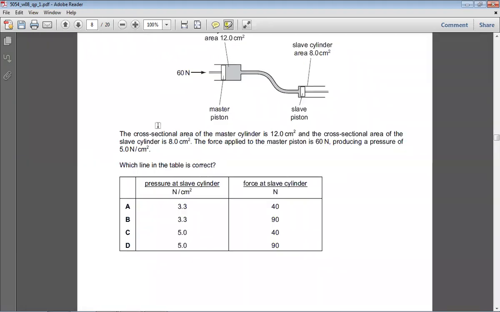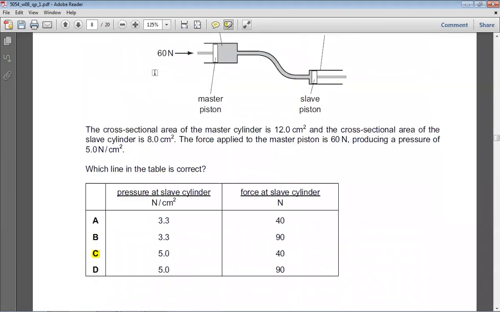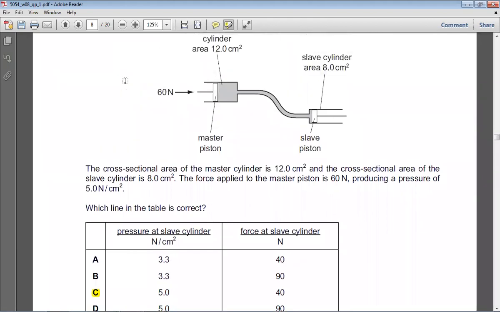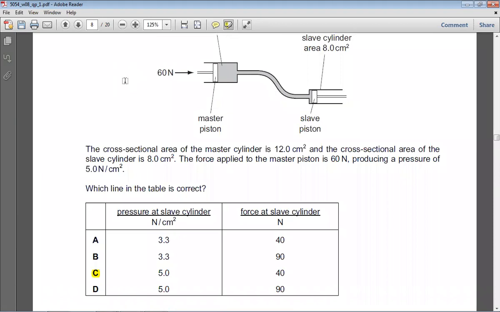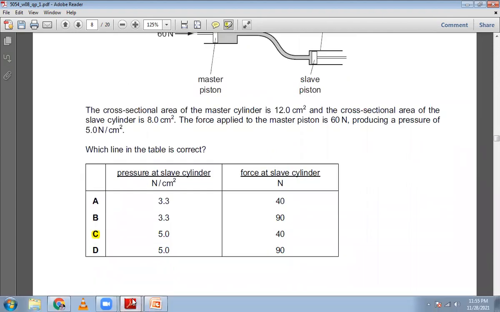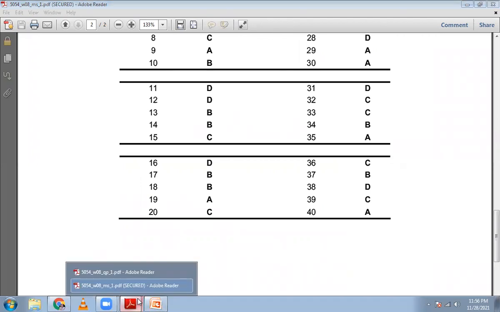Okay, so let me reduce the size so you can see the whole question. So the pressure in the slave cylinder will be 5 and the force will be 40. I think C is the right answer, sir. Hopefully you can see that. Question number 15, C is the right answer.